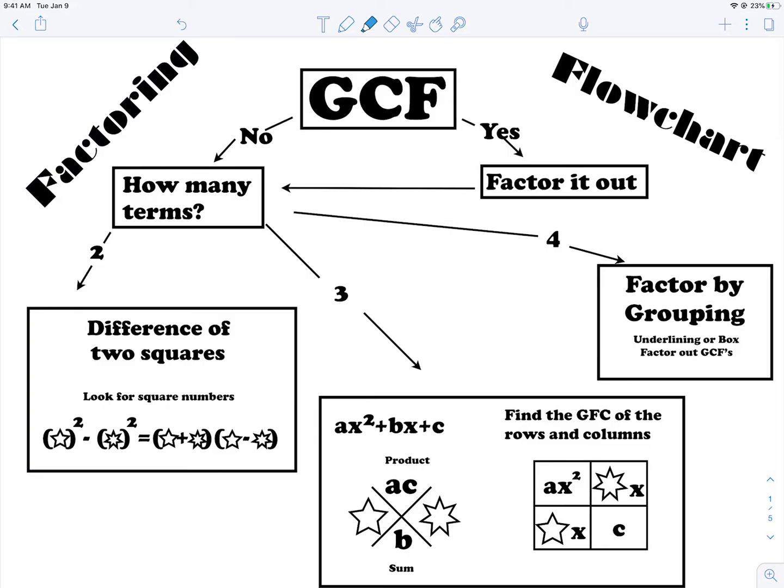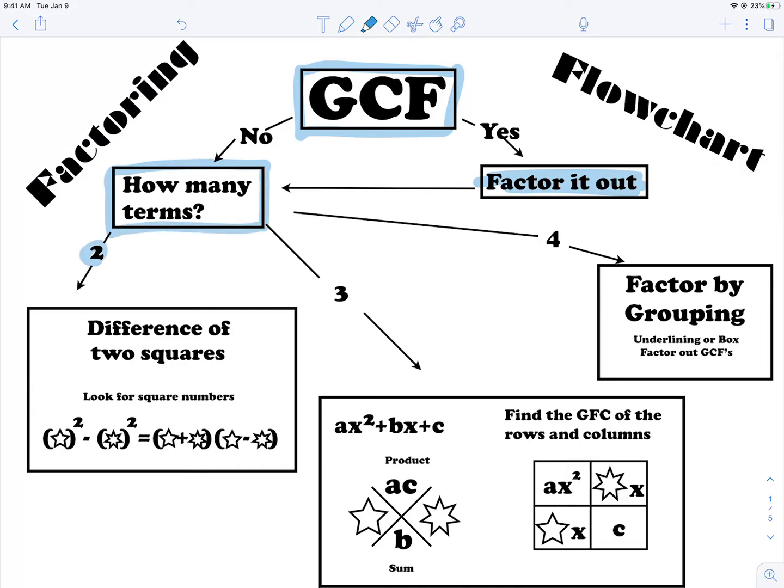So, little reminder, remember that we always start off with the GCF. No matter what kind of factoring problem we think it might be, the GCF always has to happen first. Sometimes there's a GCF and sometimes there's not. If there is one, you factor it out. Then you ask yourself, how many terms are there?